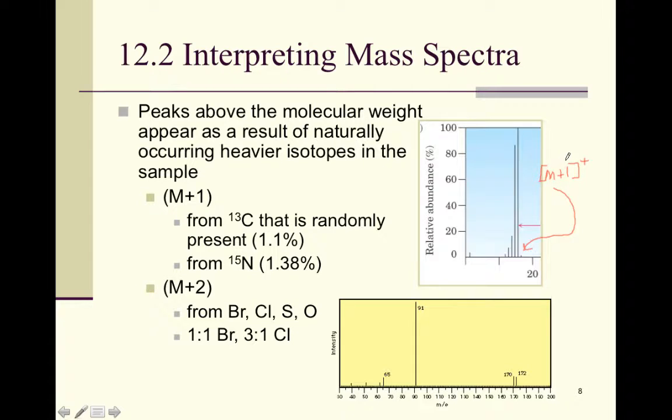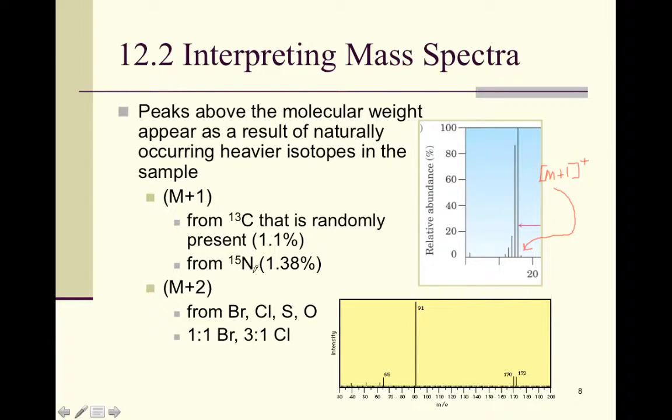That's known as an M+1 peak. And this comes from the fact that we know that carbon-13 is randomly present. Its percentage is 1.1%. We can almost see that this small line here is almost 1% of our total line.